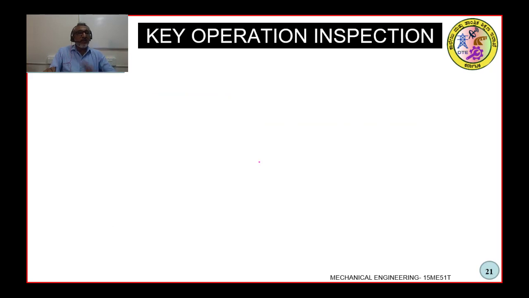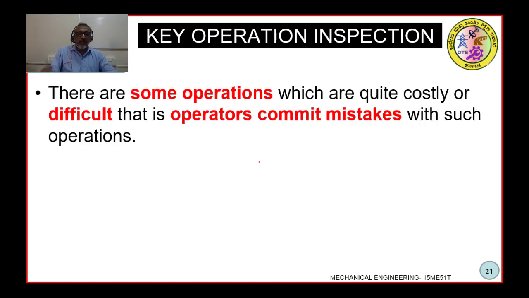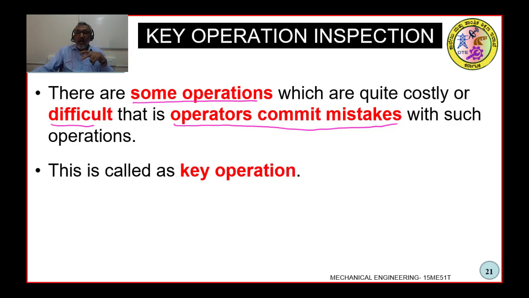ನೆಕ್ಸ್ಟ್ ಈಸ್ ದಿ ಕೀ ಆಪರೇಷನ್ ಇನ್ಸ್ಪೆಕ್ಷನ್. ಕೀ ಆಪರೇಷನ್ ಇನ್ಸ್ಪೆಕ್ಷನ್ ಅಂತ ಹೇಳಿದ್ರೆ ಎಲ್ಲ ಆಪರೇಷನ್ಗಳು ಈಕ್ವಲಿ ಇಂಪಾರ್ಟೆಂಟ್ ಅಲ್ಲ. ಕೆಲವು ಆಪರೇಷನ್ಗಳು ಈಸಿ ಇದೆ, ಕೆಲವು ಆಪರೇಷನ್ಗಳು ಕಷ್ಟ ಇದೆ. For example, some operations are so easy that the operator may not make any mistakes, but there may be some operations in a production which are difficult and where the operators commit mistakes. ಕೆಲವು ಆಪರೇಷನ್ಗಳಲ್ಲಿ ಮಿಸ್ಟೇಕ್ ಮಾಡೋ ಸಾಧ್ಯತೆ ಇದೆ. ಹಾಗಿದ್ದರೆ ನಾನು ಎಲ್ಲವನ್ನೂ ಟೆಸ್ಟ್ ಮಾಡೋದು ಬೇಡ, ನಾನು ಆ ಡಿಫಿಕಲ್ಟ್ ಆಪರೇಷನ್ ಮಾತ್ರ ಟೆಸ್ಟ್ ಮಾಡ್ತೇನೆ.